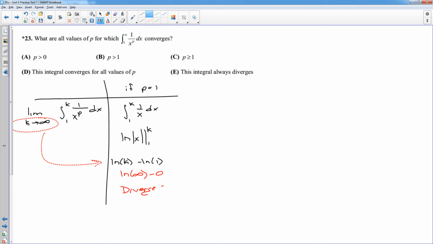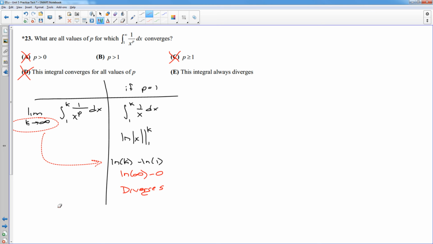Now that is going to help us eliminate a lot of options. We do know that the integral does not converge for all values of p because I just showed that at 1 this will diverge, so it's not that one. At 1 it diverges, so it's not c. Also, 1 is greater than 0, and a is suggesting that this integral will converge for all positive p's. Well, that's not true because at 1 it will diverge, so we've eliminated a.